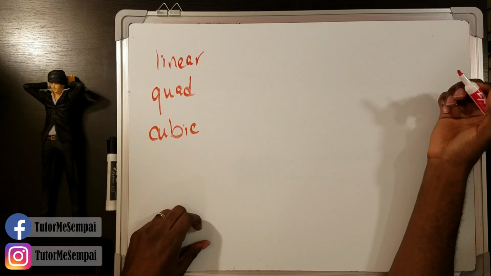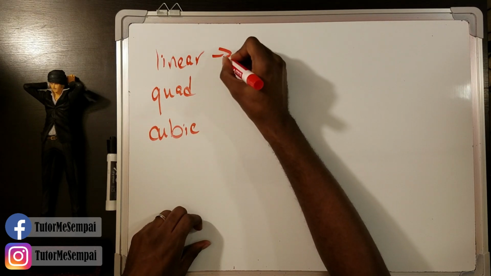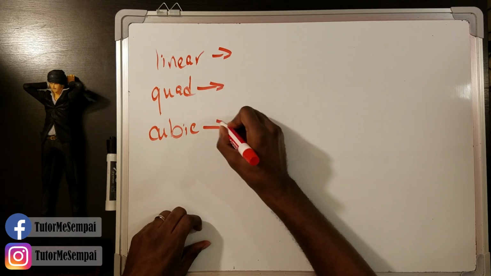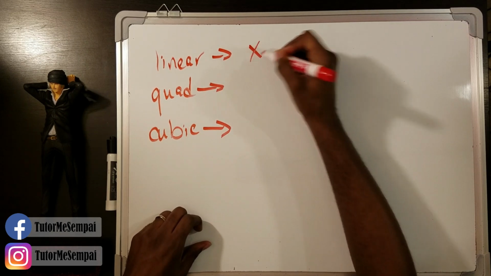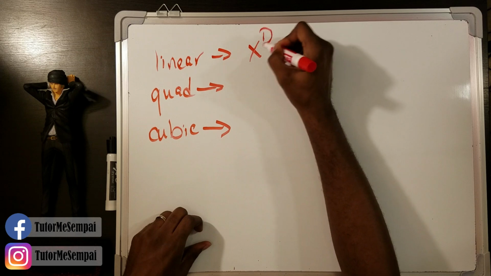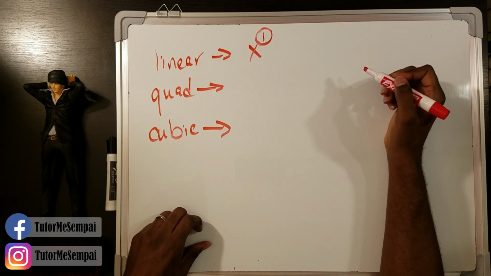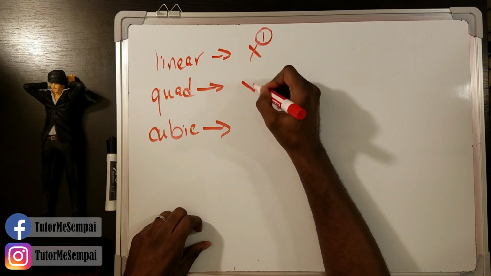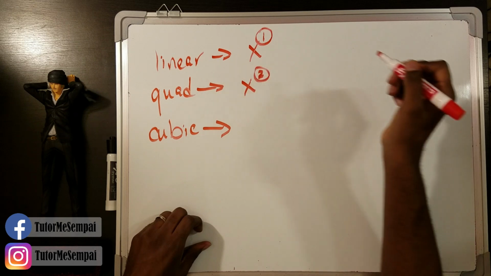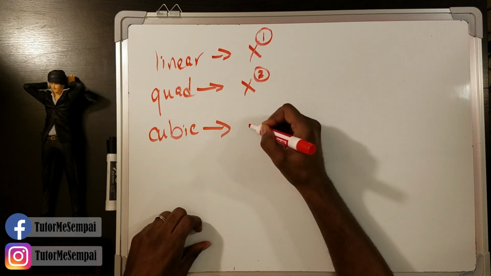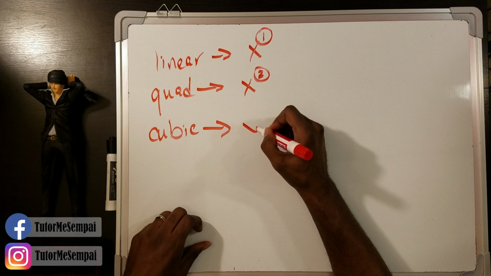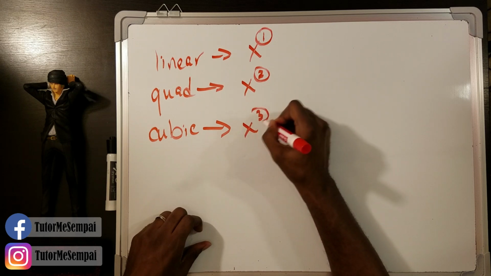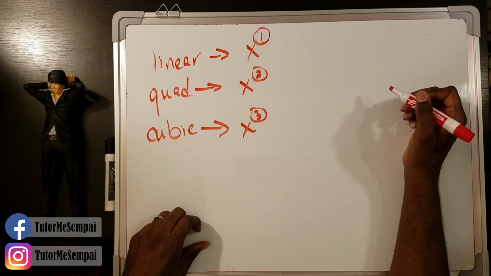So the linear functions, they're characterized by a power of x equal to 1. The quadratics are characterized by a power of x equal to 2. And the cubics are characterized by, you guessed it, a power of x equal to 3.